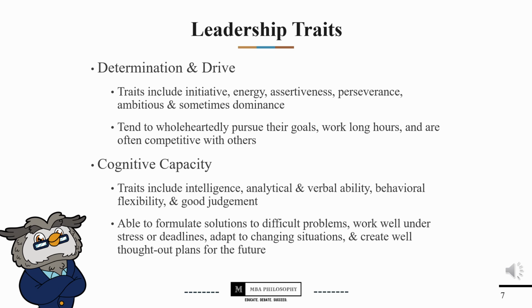The following two slides contain some of the most common leadership traits and an in-depth definition for each of them. As we see here, we're looking at determination and drive, which the individual traits include initiative, energy, assertiveness, perseverance, ambitions, and sometimes dominance. And that individual, as you see, tends to pursue their goals wholeheartedly, work long hours, and are often competitive with others. The next one is cognitive capacity, with traits including intelligence, analytical and verbal ability, behavioral flexibility, and good judgment. These individuals are also able to formulate solutions to difficult problems, work well under stress or deadlines, adapt to changing situations, and create well thought out plans for the future.